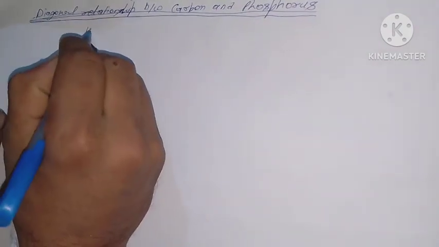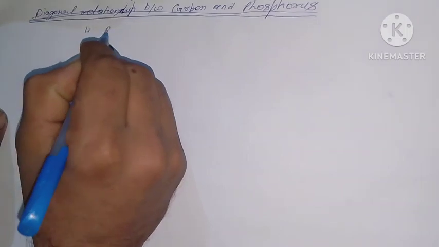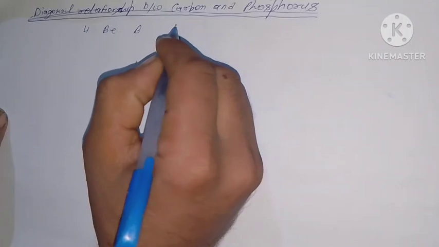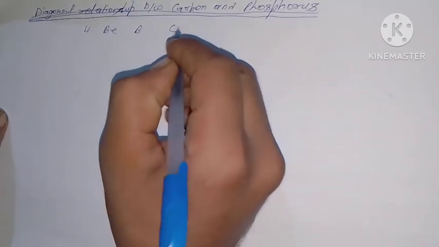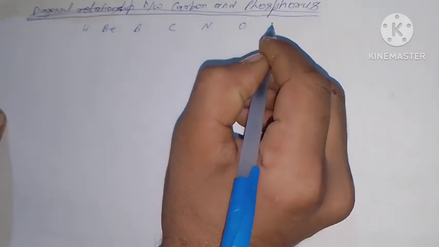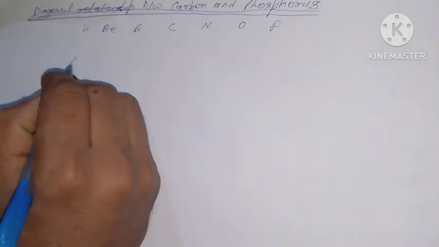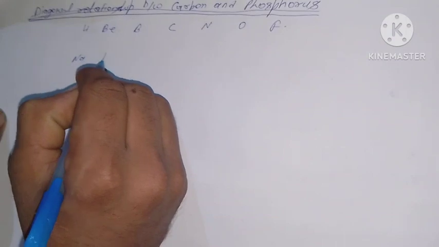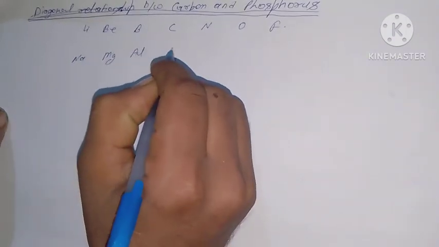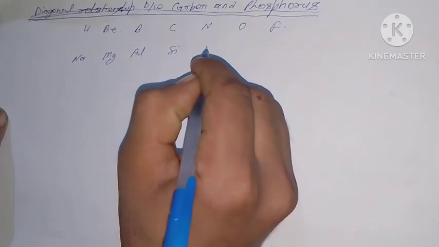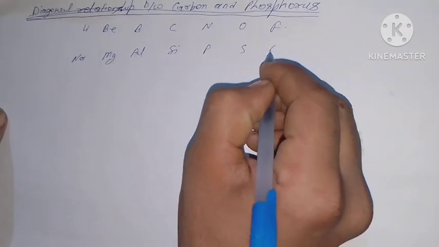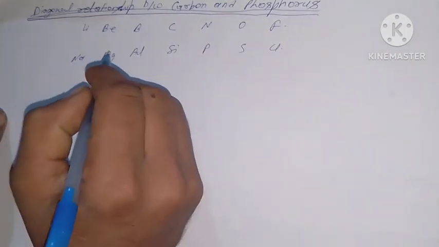Lithium, beryllium, boron, carbon, nitrogen, oxygen; sodium, magnesium, aluminium, silicon, phosphorus, sulfur, chlorine.